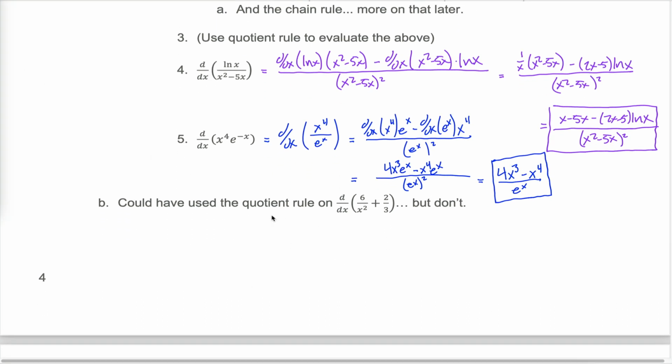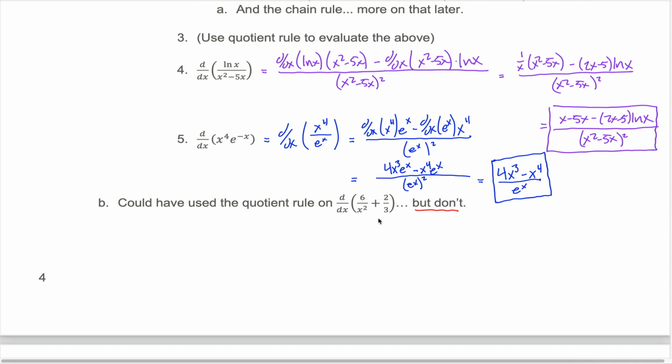I want to make the argument that this problem that we've already done before, 6 over x squared plus 2/3, could be done with the quotient rule. But you don't want to do it with the quotient rule. So be careful. We're learning these new rules, but don't just immediately put your head down and be like, well, quotients, I should automatically use this.